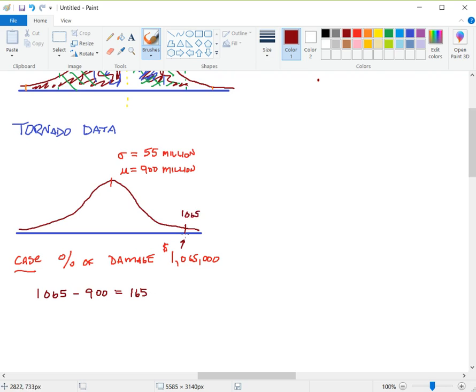And I want to know what percentage of damage occurs on this little tail over here. So let's take this number and divide it by our standard deviation just to see if this happens to come close to any standard deviations. And 165 divided by 55 actually happens to equal 3. Boy, that was lucky. Well, of course, the problem was set up that way so that it would be essentially a distance of 3 standard deviations.